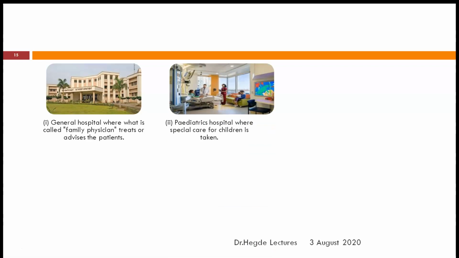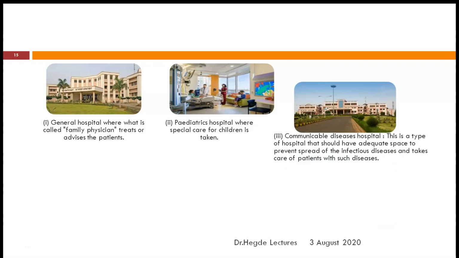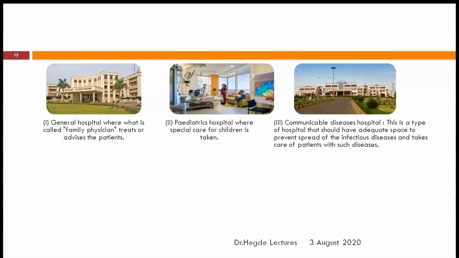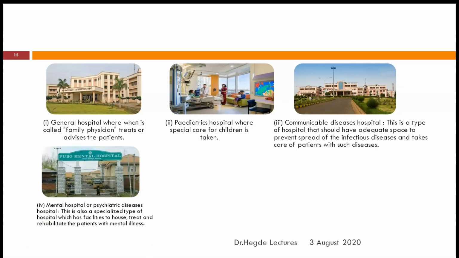Coming to medicine, we have the following categories. One is the general hospital, where a family physician treats or advises patients for diseases related to any type of infections or any ailments. Secondly, under medicine, the pediatrics hospital, where special care for children is taken. Communicable disease hospital, this is a type of hospital that should have adequate space to prevent the spread of infectious disease and takes care of patients with such disease.